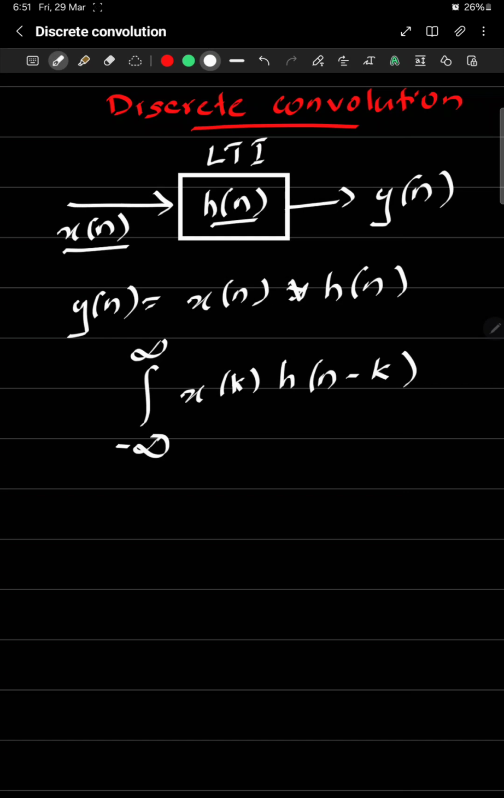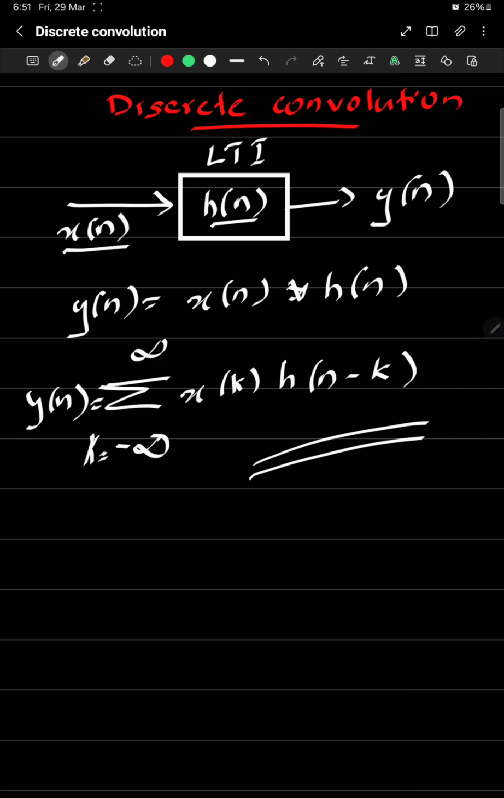Now coming to the discrete world, instead of integration, you will have summation. That is the main difference. So y of n is given like this: y of n is sigma over k, the variable is k, I repeat, the variable will be k. k varies from minus infinity to infinity, where n is a constant, of x of k, h of n minus k. This will be the mathematical equation to find the discrete convolution between two sequences.